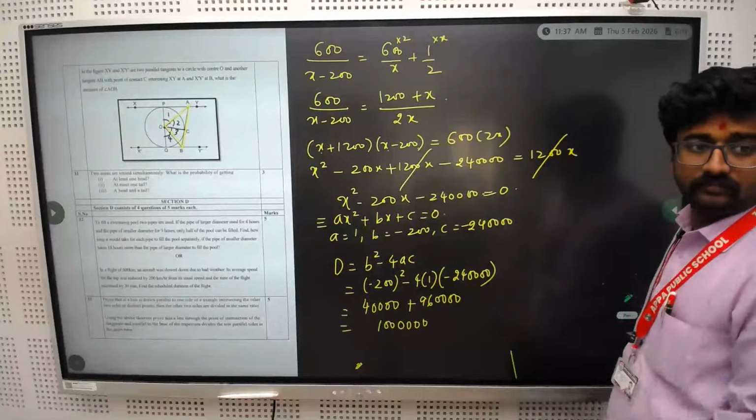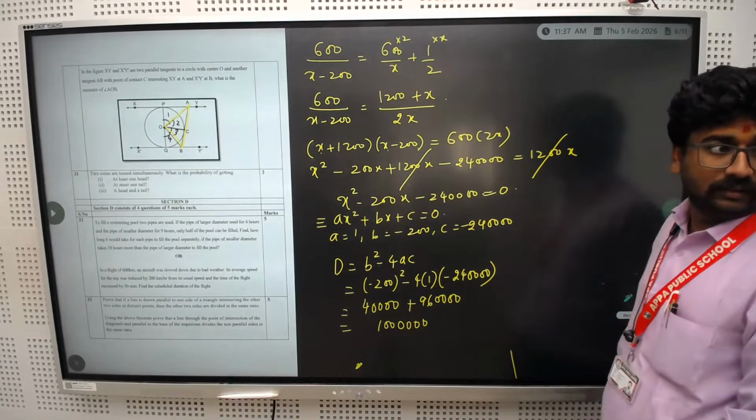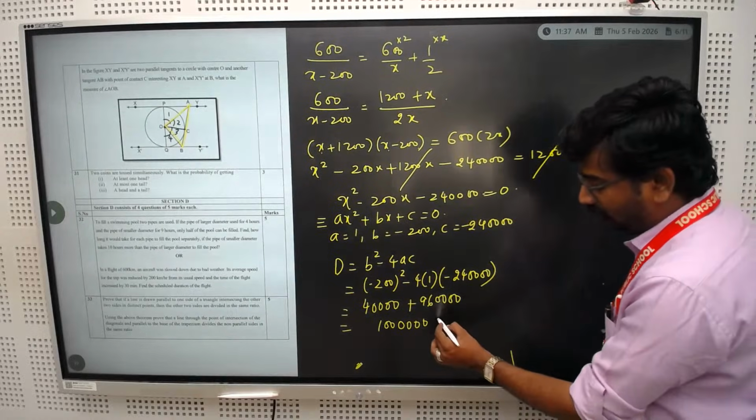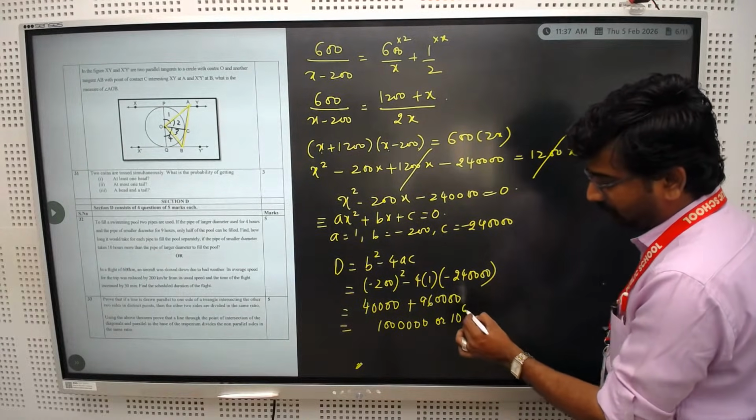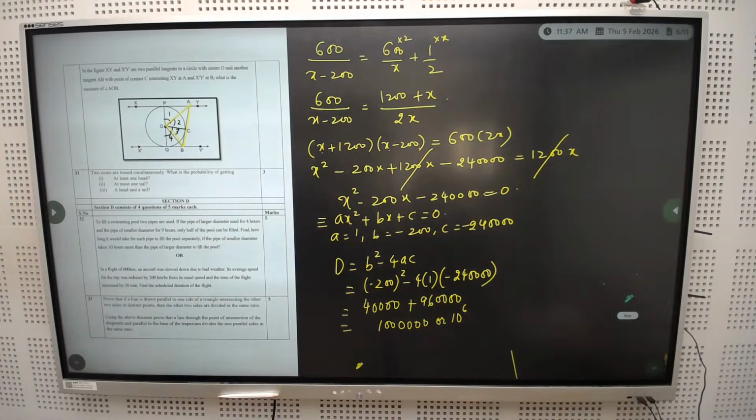How many zeros are there actually? 6 zeros are there. Or can I write it as 10 to the power 6? Which concept did I apply? Law of exponents. So now you see how easy it will be when you apply the formula.